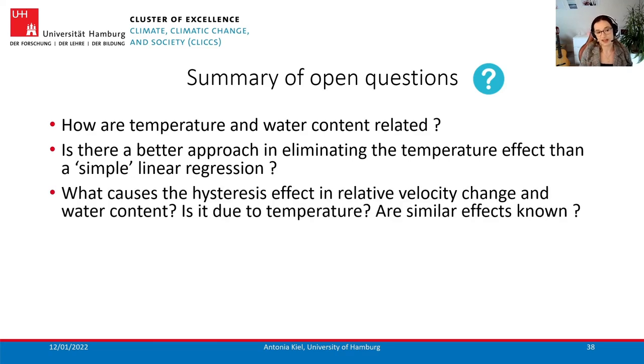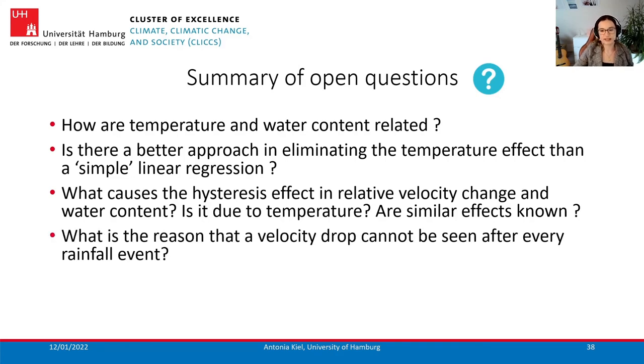Next up, I had the hysteresis effect, which showed up in the relation between relative velocity change and water content. And here's the question, if similar effects are known of, is it maybe due to temperature? Would we still see it if we had a better way of eliminating the temperature effects in our data? And of course, what's the reason that we can't see a velocity drop after every rainfall event we recorded?